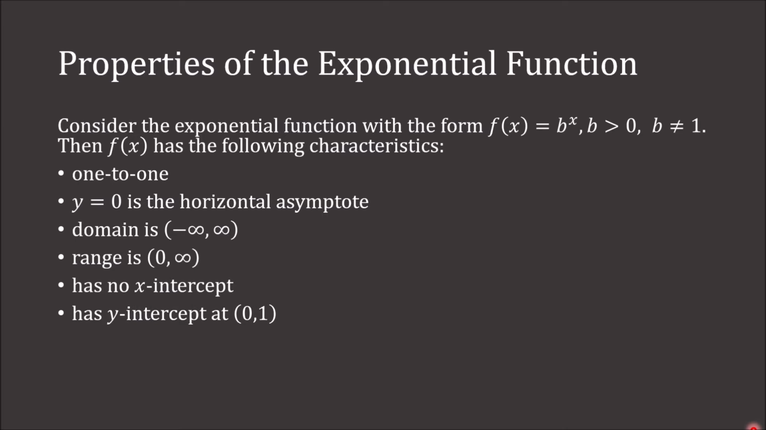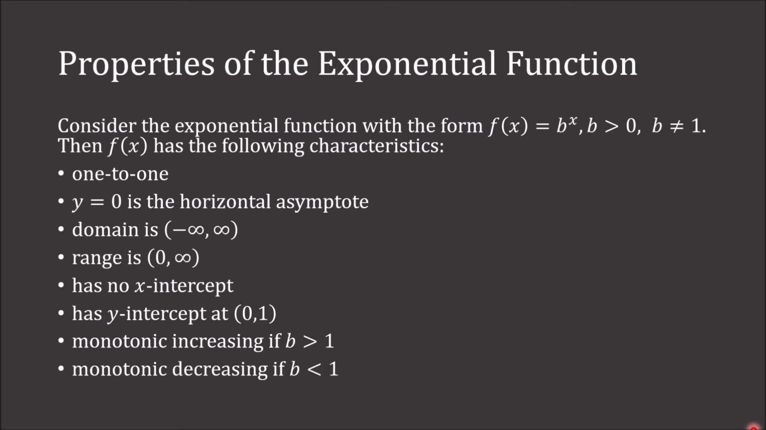The function will be monotonic increasing, meaning strictly increasing, if b is greater than 1. And it'll be monotonic decreasing if b is less than 1. So these properties hold no matter what value of b we have. The only ones that'll change based on the value of b are these last two. Increasing for values larger than 1 and decreasing for values less than 1.